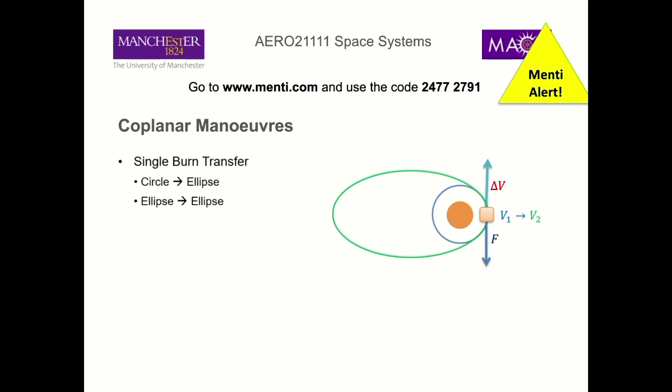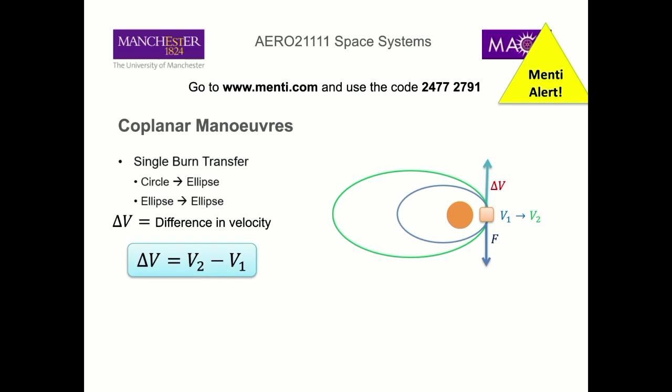So if we had a velocity initially of 7 kilometers a second, and we add a velocity of 1 kilometer a second, we get a new velocity of 8 kilometers a second, and that delta V is our 1 kilometer per second that we've added in. And that then moves us onto this new orbit where our satellite will happily potter around until we do something else to change it.